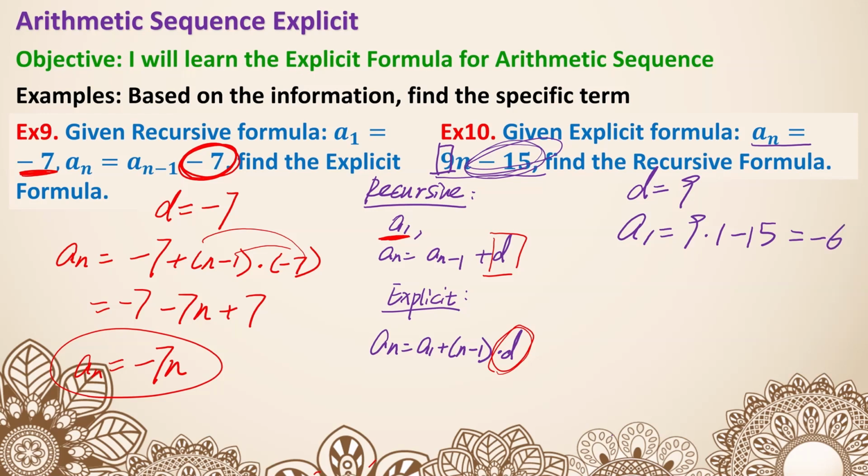Let's write the recursive formula. A sub 1 equals negative 6. A sub n equals a sub n minus 1 plus 9. There you go. That's the last example.